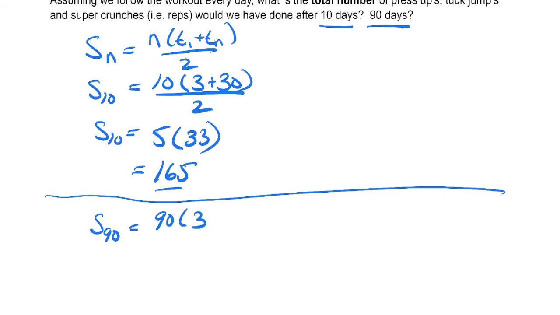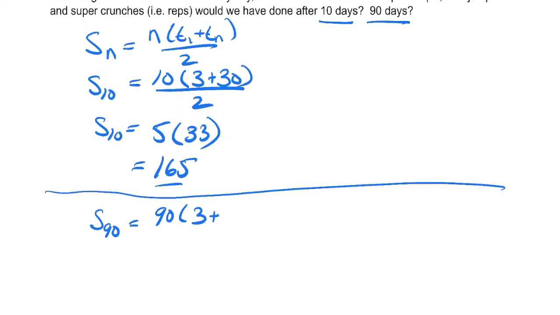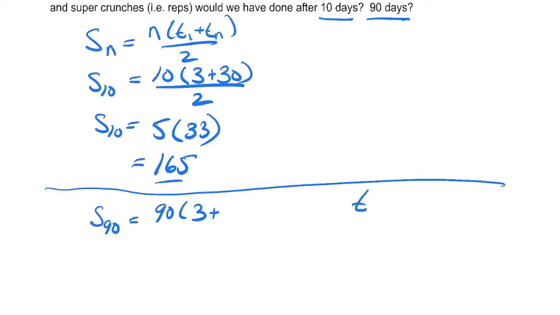Our first term is still 3. Well, we can go back in the table and continue that pattern and list out the 11th, 12th, 13th, all the way to 90 days and figure out how many reps we would have done on that 90th day. But instead of doing that, we can just rely on our general term formula for our arithmetic sequence. That's t of n is a plus n minus 1 times d.